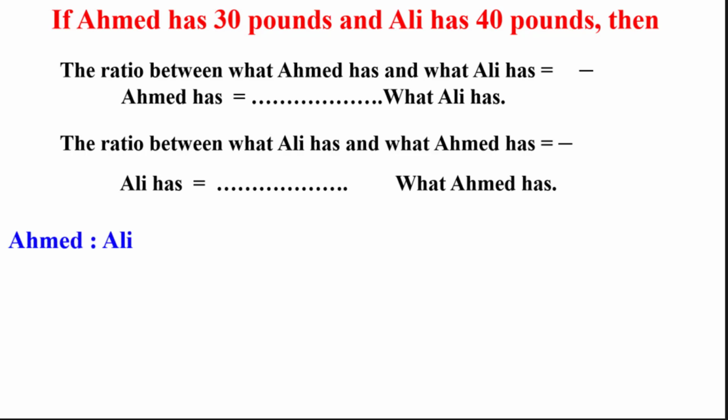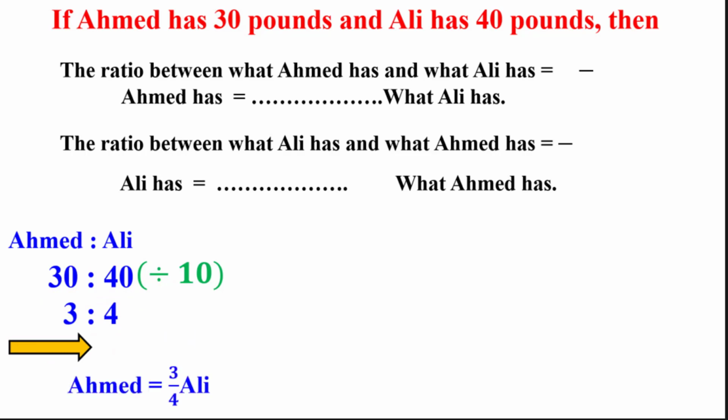Ahmed has what? 30 to 40. Simplify, we can divide by 10, it will be 3 to 4. Now, we can say the ratio between what Ahmed has and what Ali has is 3 to 4. We can write it as a fraction, 3 over 4, and we can say that Ahmed has over what Ali has in the simplest form. We can say that Ahmed has or equals 3 over 4 Ali.